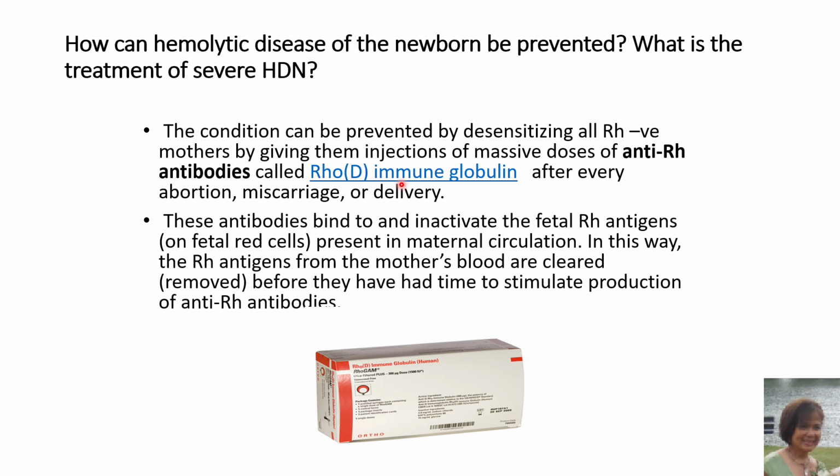These antibodies bind to and inactivate the fetal Rh antigens on the fetal red cells that are present in maternal circulation. In this way, the Rh antigens are cleared and removed before they have had the time to stimulate production of Rh antibodies, which means they're not going to be putting any active Rh antibody into the system of the fetus to kill it.